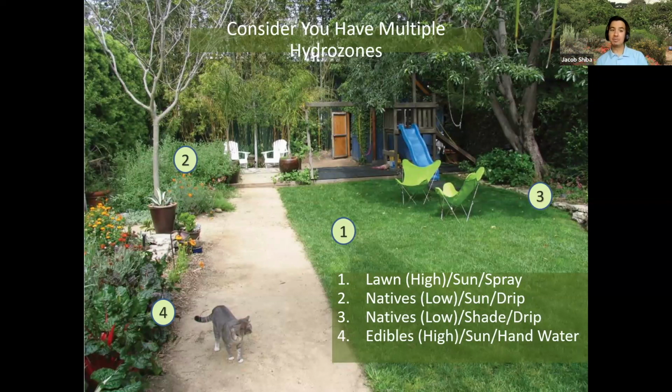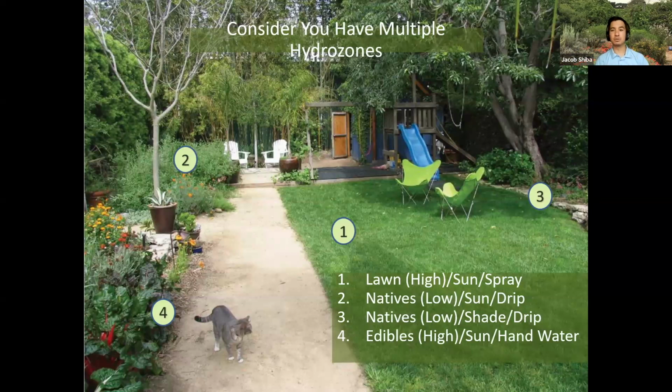If we look at that compared to our hydrozone 4, we've got an edible garden. Now, our edible is also a high water user. So you're thinking maybe we can group these together. High water user, high water user. However, we're watering our edible garden by hand. We're watering our lawn by spray sprinkler. So we want to have these separated based on the methods of irrigation.